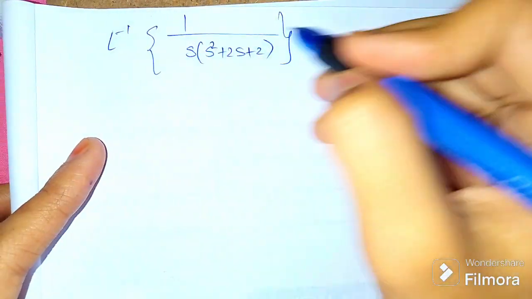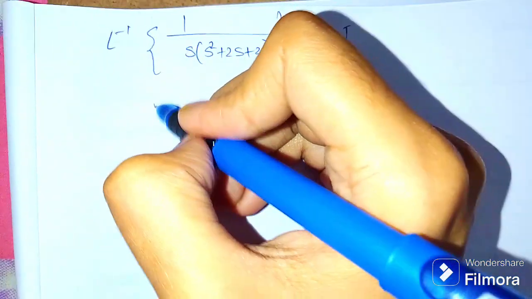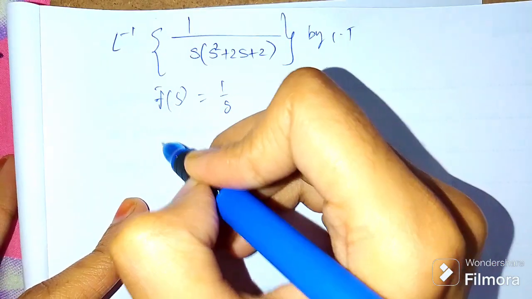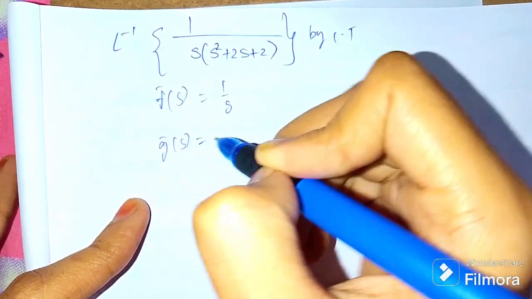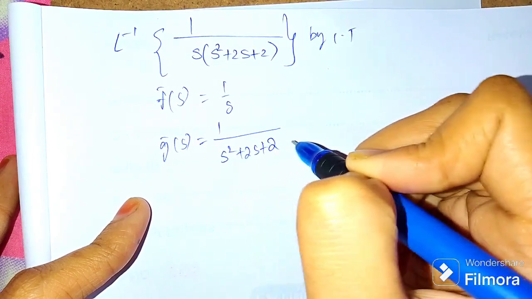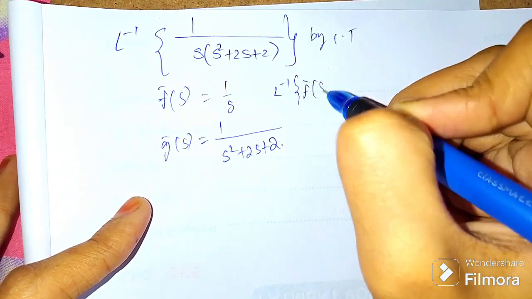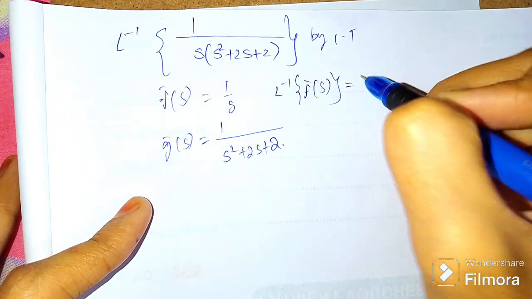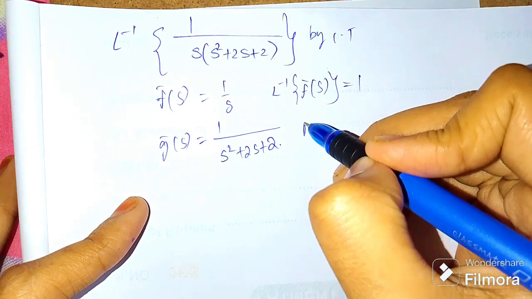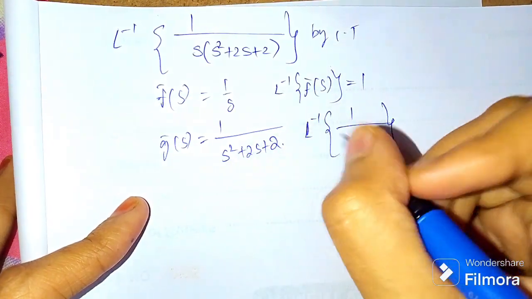So here, evaluate this by the convolution theorem. f bar of s is 1 by s, g bar of s is 1 by s square plus 2s plus 2. So my Laplace inverse of 1 by s is 1. Laplace inverse of this whole term, can you find it out? No. So let's write it like this, Laplace inverse of 1 by that term.